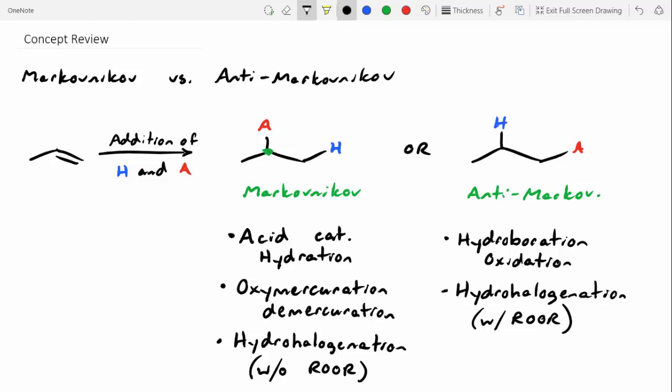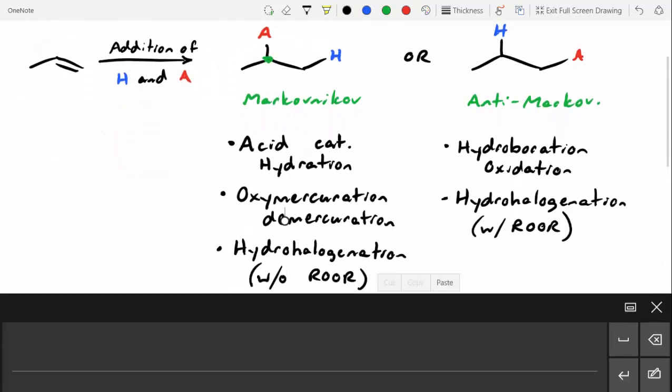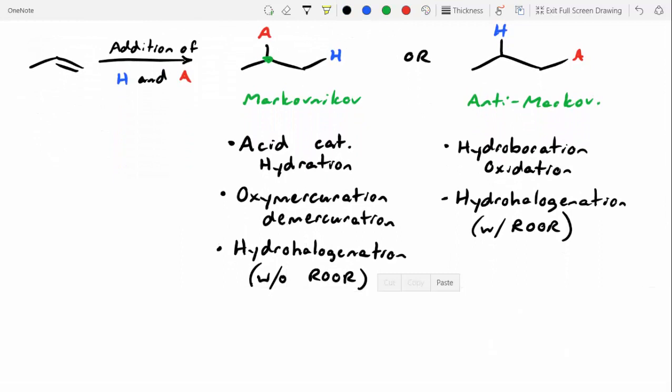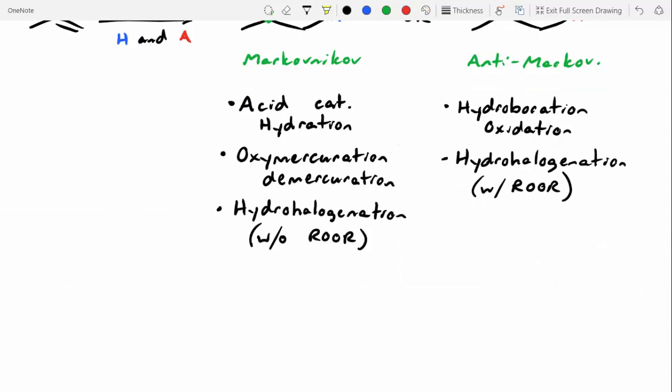All right, you guys ready for the next review topic? Is it okay if I scroll up? Just a second. What's the difference between an alkyl O and alkyl? Oh, W/O is shorthand for without. W without that O just means with. So if we want anti-Markovnikov, we have to do it with peroxides. If we want Markovnikov, we have to do it without peroxides.